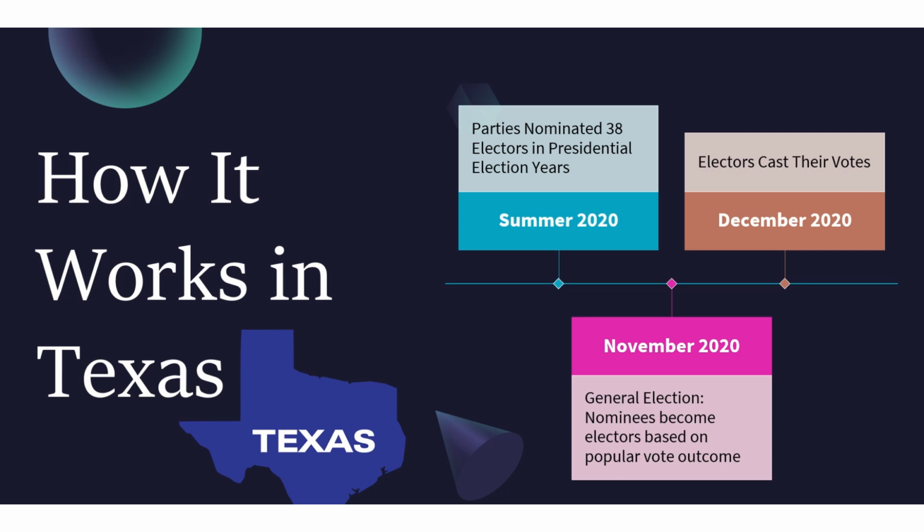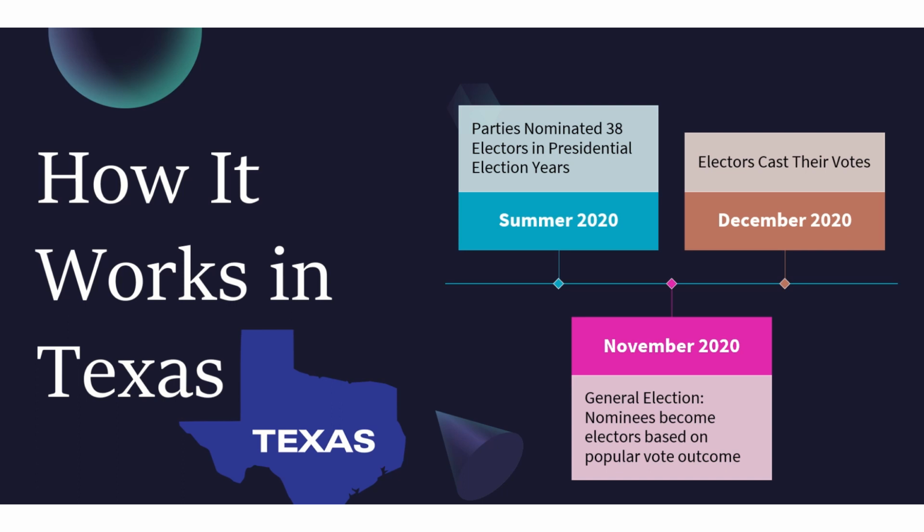That means those 38 electors that the Republican Party nominated and then got their position, they get to cast their votes, and they're going to, of course, for the most part, cast them for Republican, right? So when you get to December, that's when they actually cast their votes. Okay, I hope all this makes sense.